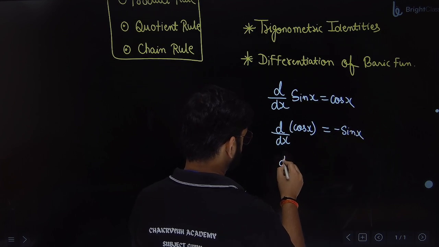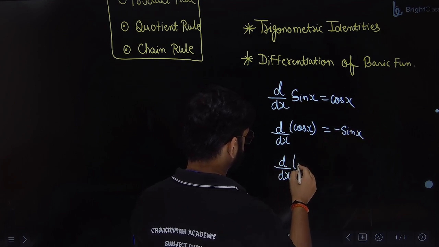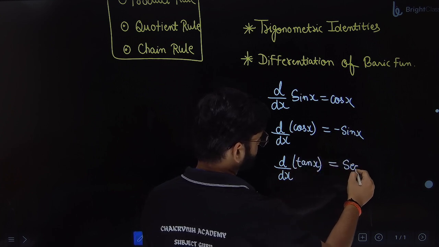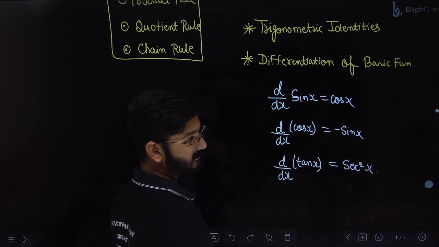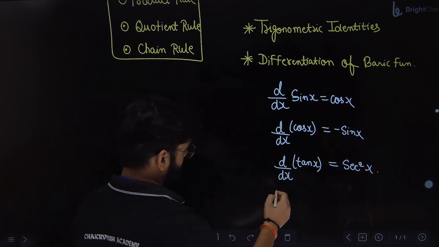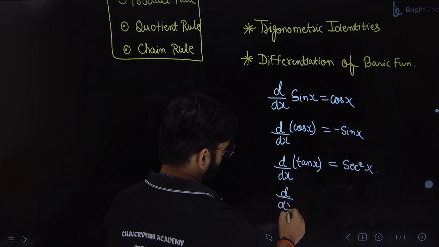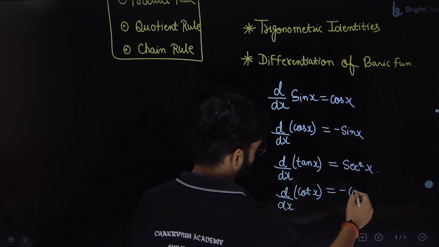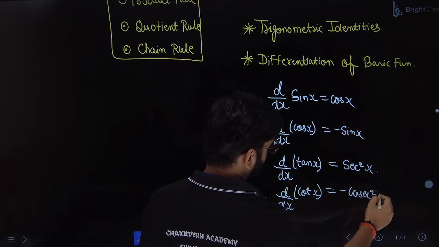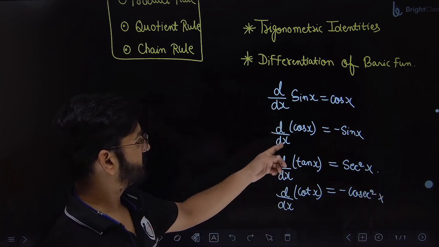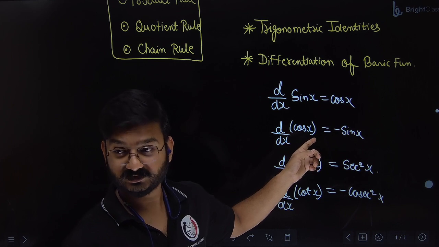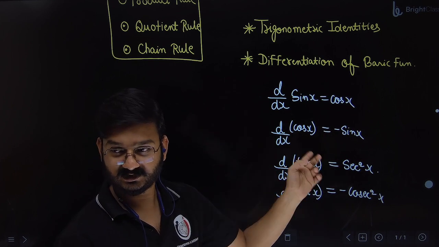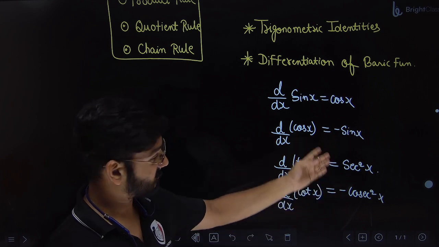Then differentiation of tan x: secant square x, not cosecant square x. Then cot x: minus cosecant square x. Very simple thing. Whenever you see C, minus will be there. Whenever C is there, the differentiation will have a minus. You can check both the things.